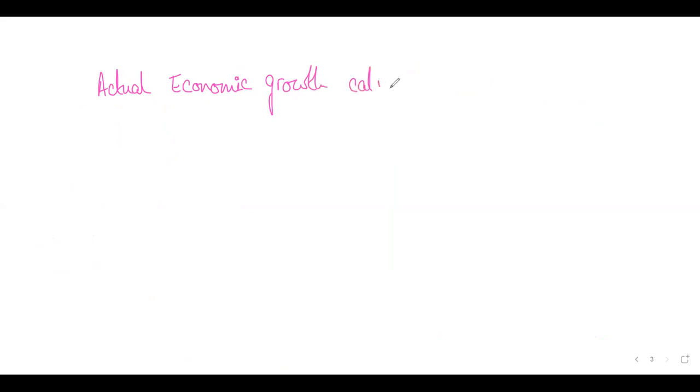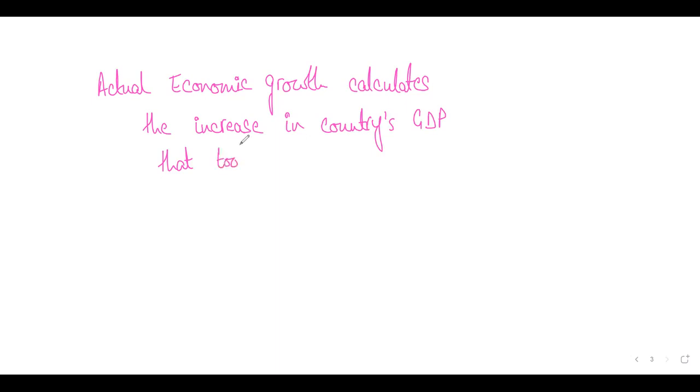Actual economic growth calculates the increase in a country's GDP that took place during a certain time period. Is this making sense? So right now we are defining actual economic growth. Actual economic growth calculates the increase in a country's GDP that took place during a certain time period.